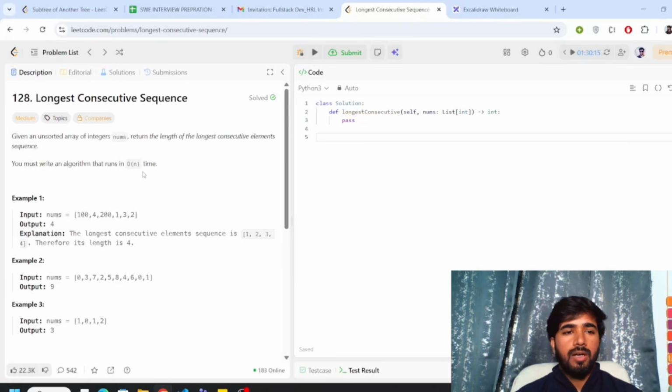Hello everyone. So today we are going to be solving this longest consecutive sequence problem on Leetcode, which is 128. And I hope you tried to solve that problem. And if you were not able to solve that problem, don't worry. I got you, and we will solve this problem together.